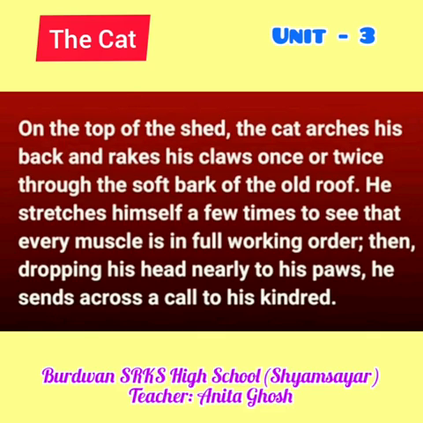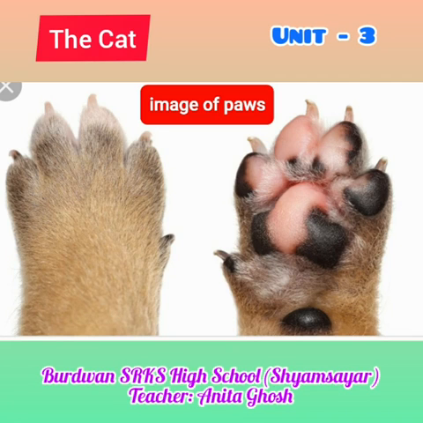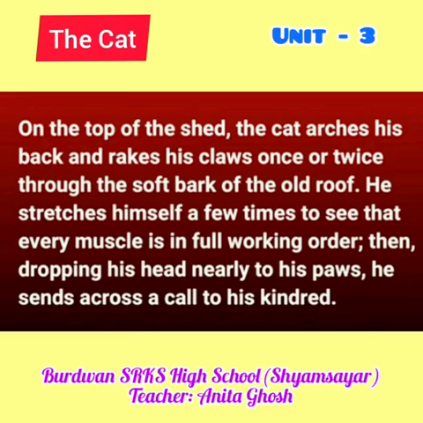Then, drooping his head nearly to his paws, he sends across a call to his kindred. After that, what does he do? He droops his head. Drooping means bending his head nearly to his paws. What are paws? Paws are mainly an animal's foot, having claws plus pads. Actually, we human beings walk with our feet, but animals walk with the help of their paws. So actually it is called an animal foot.